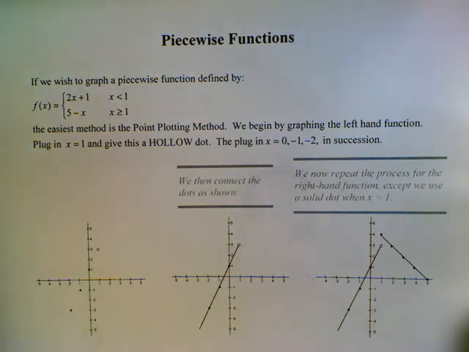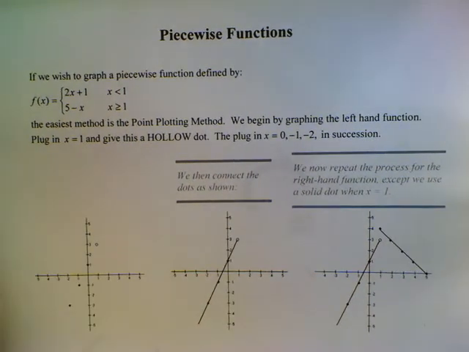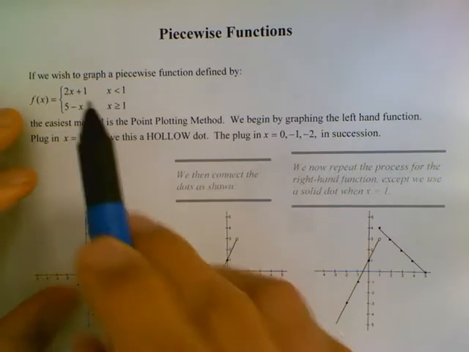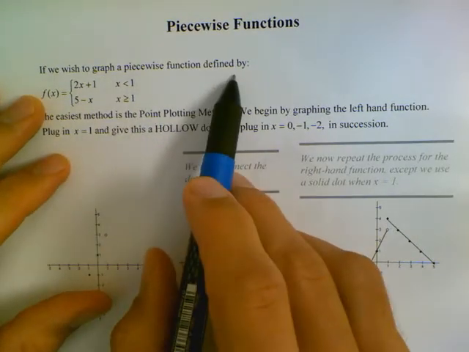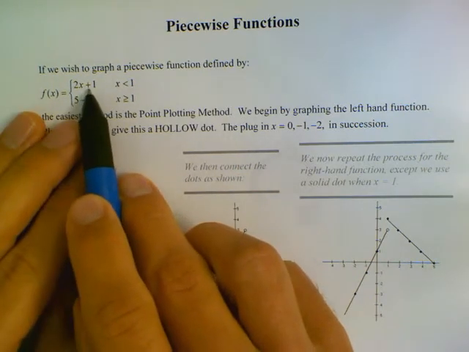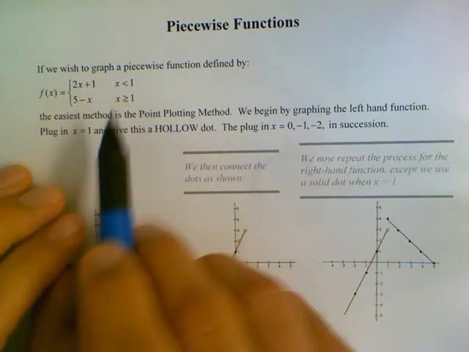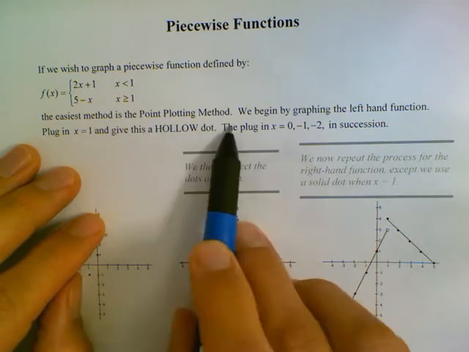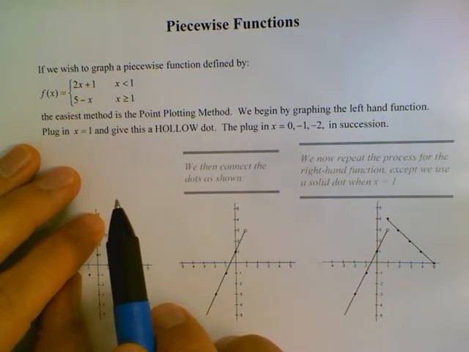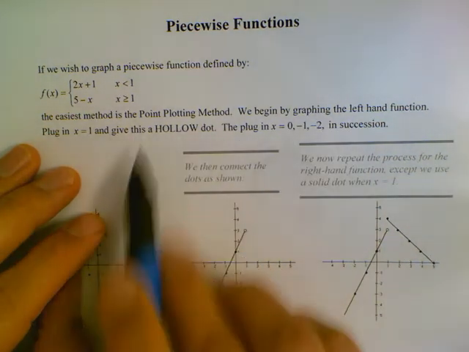So let's take a look at piecewise functions today. I'm going to try to show you the easiest way to graph piecewise functions. So if we want to graph a piecewise function, let's just say it's defined like this. The easiest method is just to plot some points. So we begin by graphing the left-hand function.